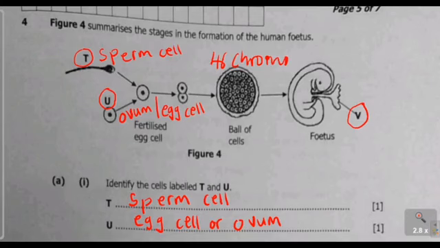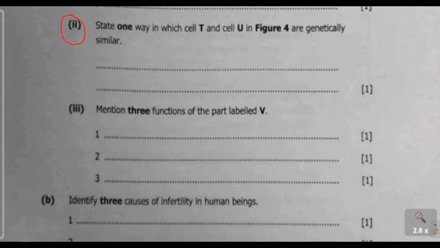each cell, the sperm cell will produce 23 chromosomes, and the egg cell will also produce 23 chromosomes. Then together it's going to make 46 what? Chromosomes. Okay, that is the number of chromosomes that the human fetus is going to have. So here we can say that one way in which cell T and cell U are genetically similar is that both cell T and cell U produce 23 chromosomes each.